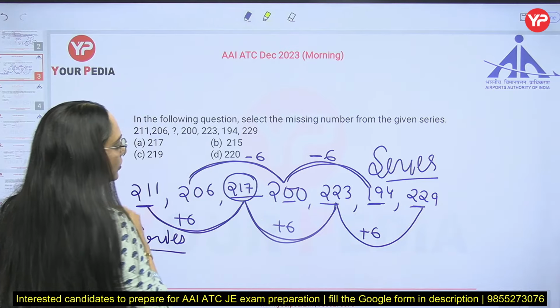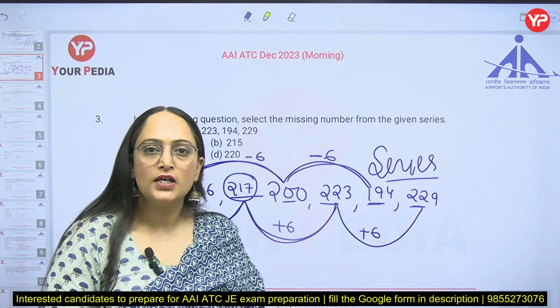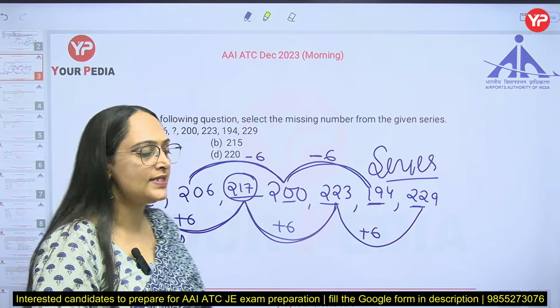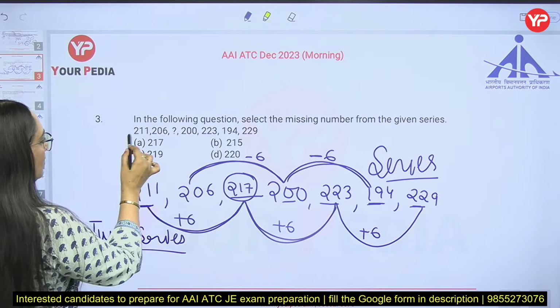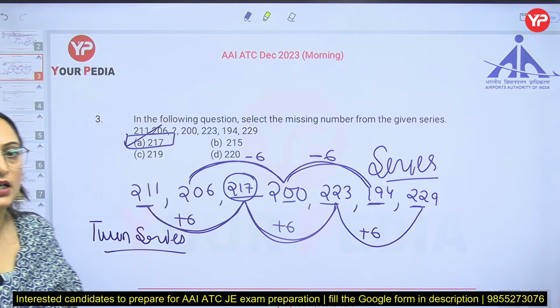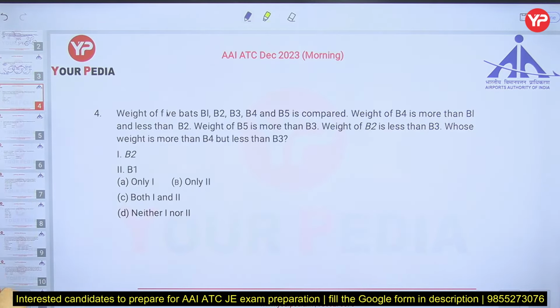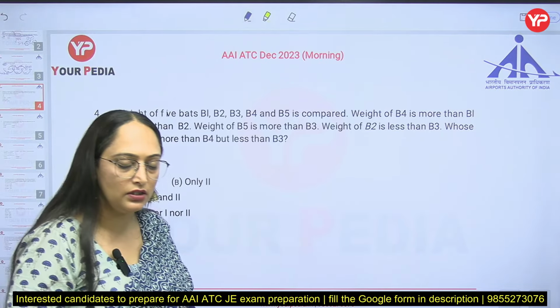Very easy question. Just add 6 and then subtract 6. So this is a question of twin series. So what is the answer? The answer of this question is 217. Clear everyone? Chalo. This question is also very easy, not that much difficult.